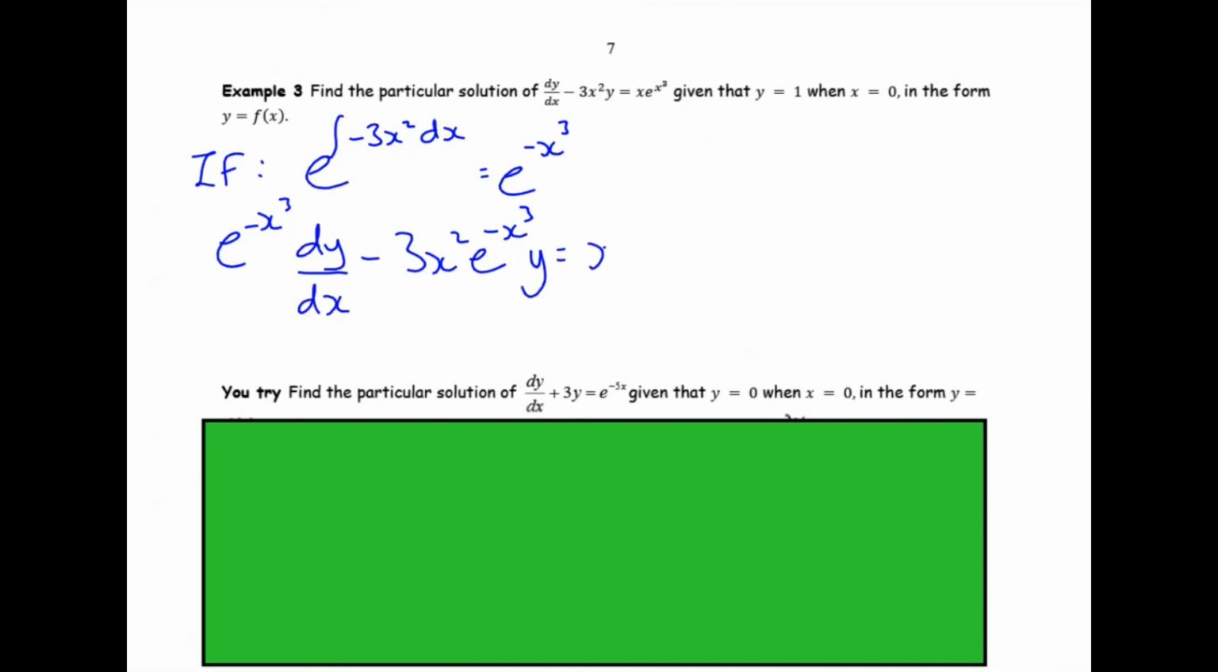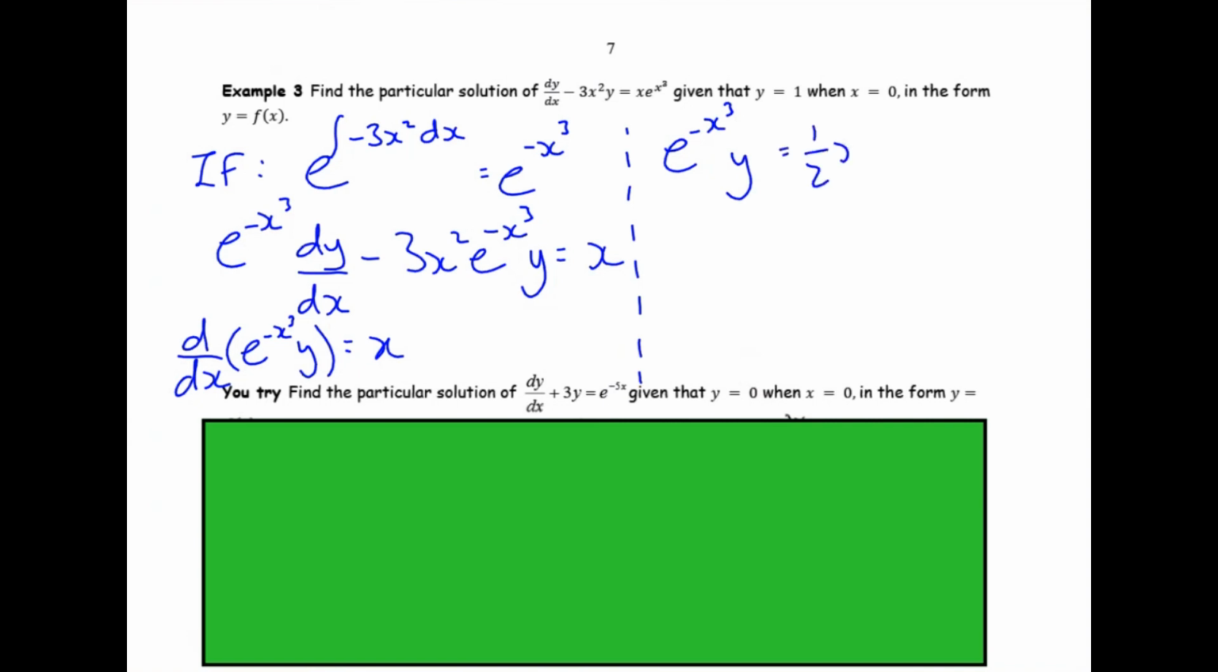And I've got to multiply the right hand side through by e to the minus x cubed as well, which will cancel with the e to the x cubed that's already there and just give you x. The left hand side I can write as a product of e to the minus x cubed and y, and the right hand side is just x. Integrating this gives me e to the minus x cubed y on the left hand side. Integrating the right hand side gives me a half x squared plus c.